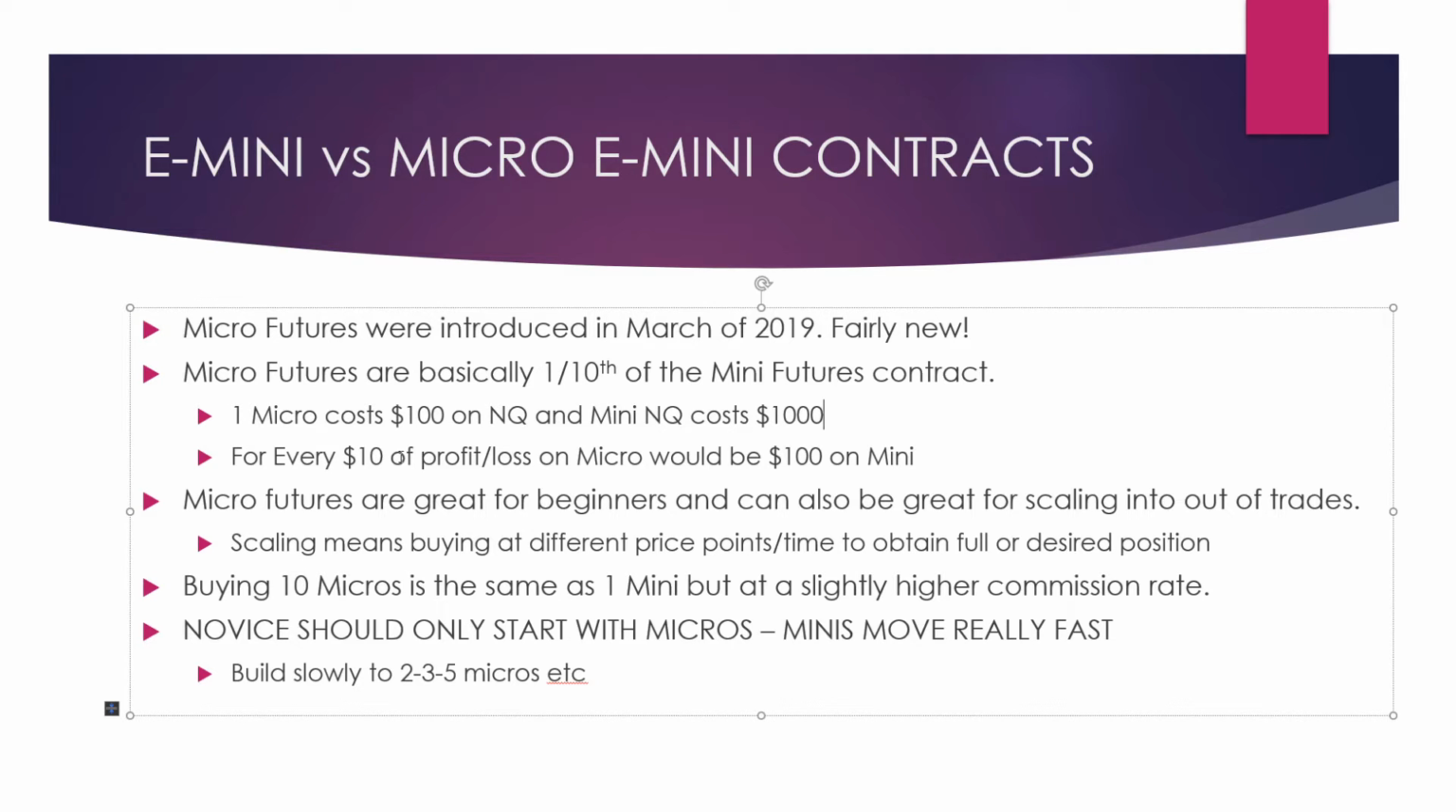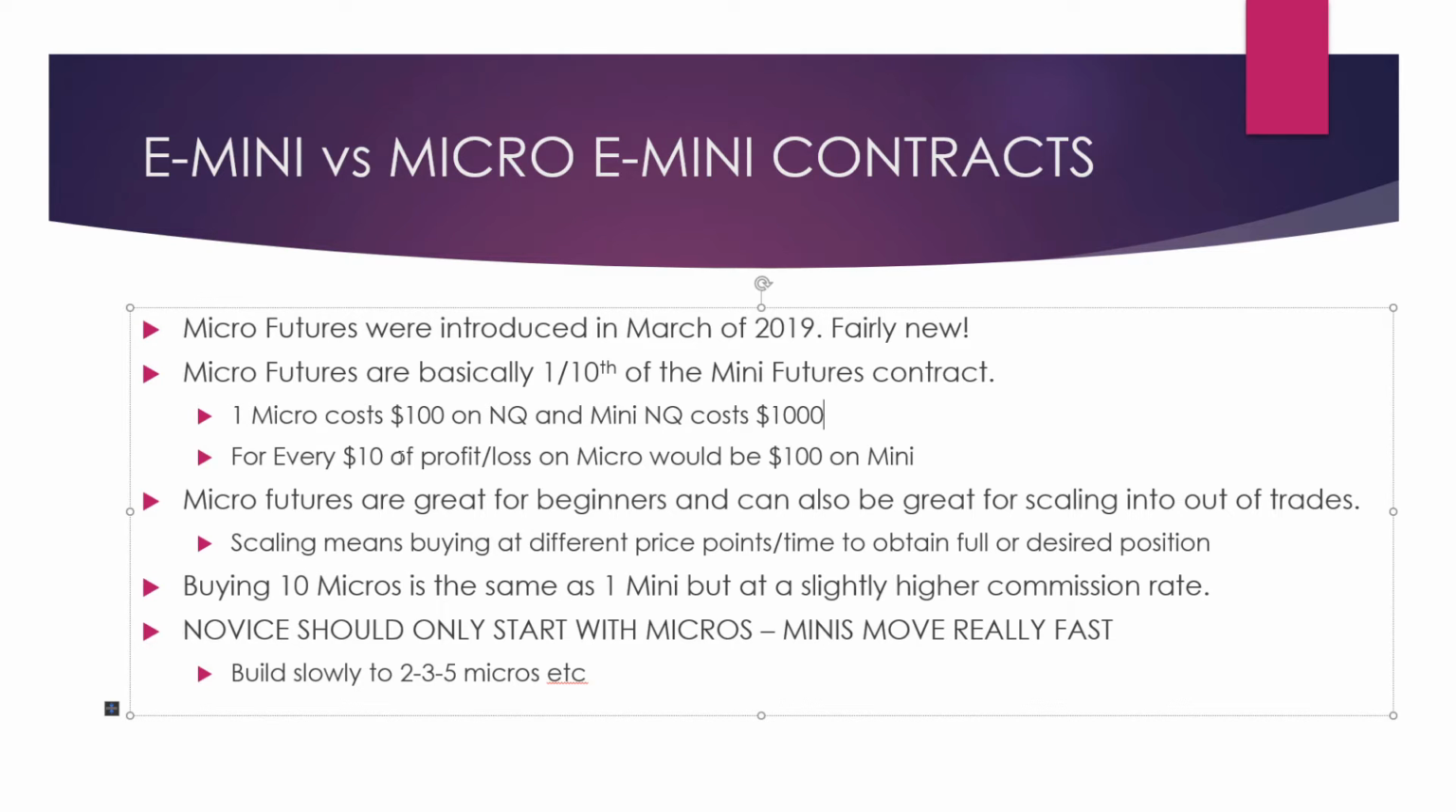And again, they are great for beginners. They're also good for more experienced traders who want to scale in and out of trades, because you could get into your position and out of your position in pieces. Because again, buying 10 micros is the same as buying one mini, but at a slightly higher commission rate. I believe buying 10 micros will cost you around $6 versus buying one mini will cost you around $2.13. But again, buying 5 micros is like buying half a mini. So again, you have much more control over your risk.